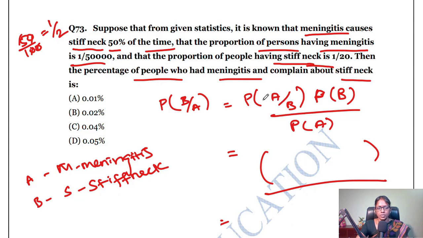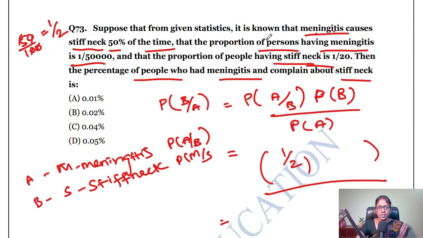See, A is Meningitis, B is stiffening. So here Meningitis causes stiffening. That is nothing but the probability of A given B, the probability of M given S. That is 50% of the time, that is 1 by 2. This A by B is 1 by 2.